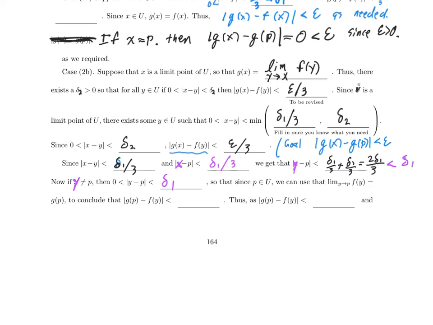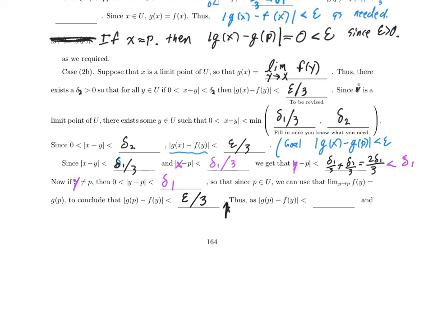The absolute value of y minus p is less than delta 1, so since p happens to be in u, I can use the fact that the limit as y approaches p of f of y is equal to g of p to conclude that the absolute value of g of p minus f of y is less than epsilon over 3.